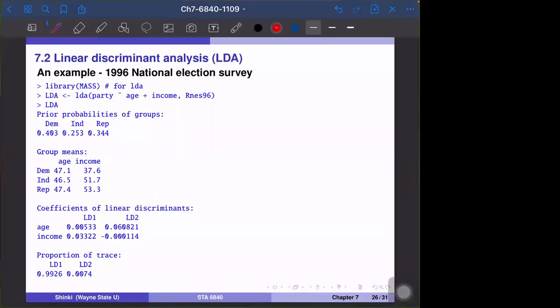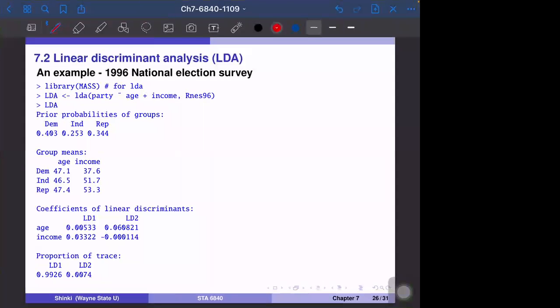Hi, section 7.2, linear discriminant analysis, an example. So it's the same example as the multinomial logit model. The response variable is party. We have three categories: Democratic, Independent, or Republican. And we only have two predictors here, age and income.